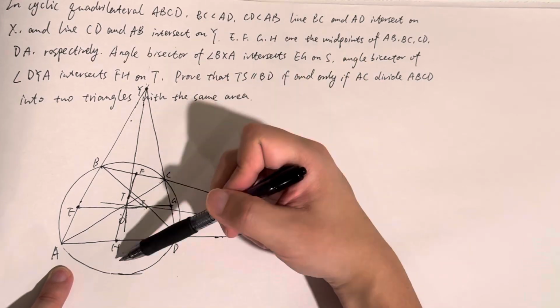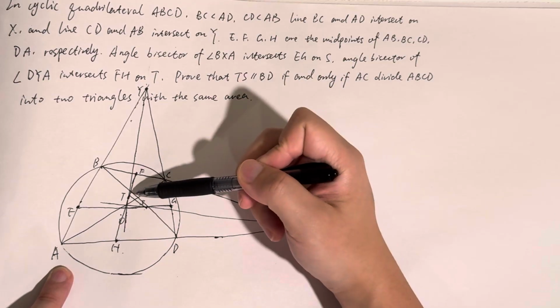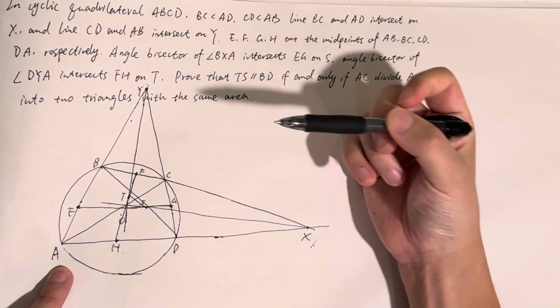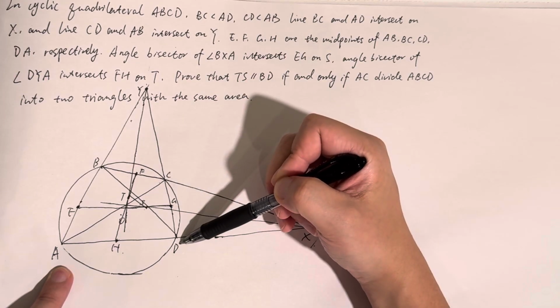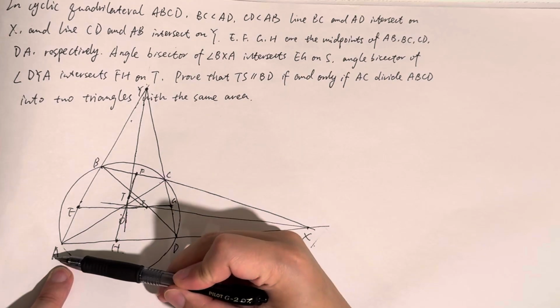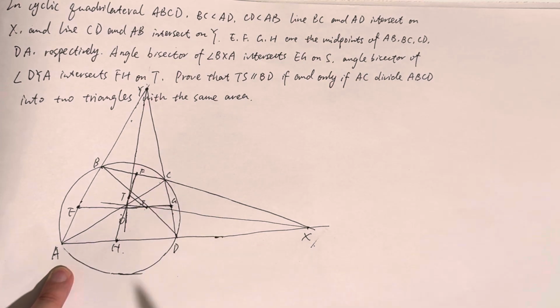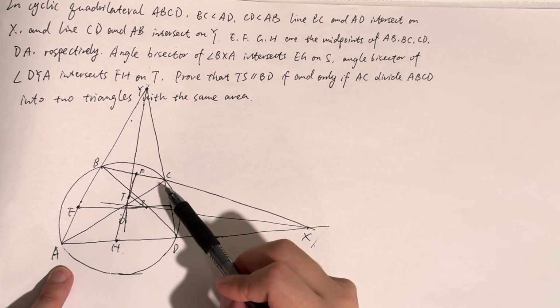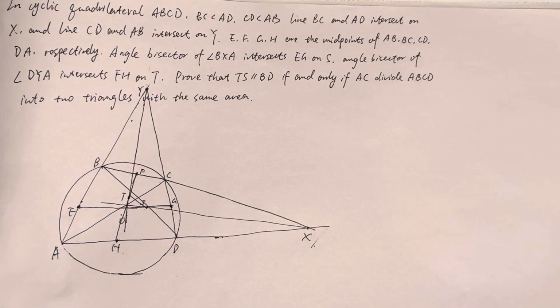And FH meets the angle bisector of angle AYD at the point T. Now we want to prove that TS would be parallel with BD if and only if AC divides the quadrilateral ABCD into two triangles, triangle ABC and triangle ADC, that have the same area. Okay, now we have a close impression of the figure and the problem.